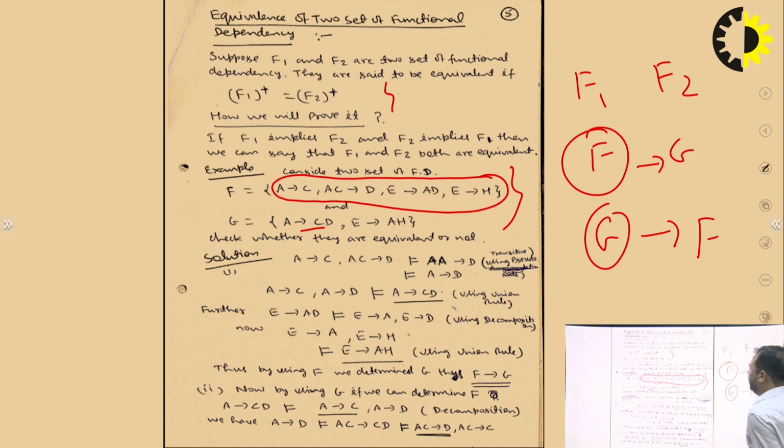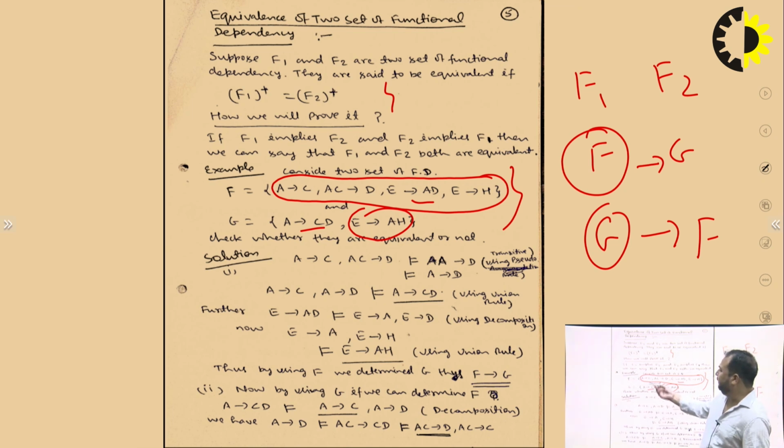Similarly, E determines AH. How can you find E determines AH out of these? Here we see E determines AD. So out of that you can write E determines A and E determines D, by decomposition. So E determines A, and E determines H. Now you just apply the union rule, so it becomes E determines AH. So from F we can simply determine G.